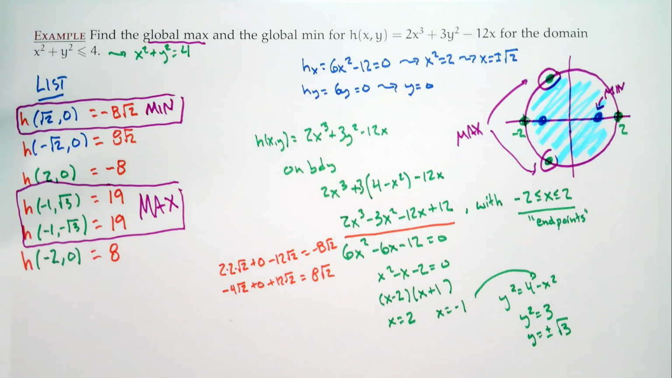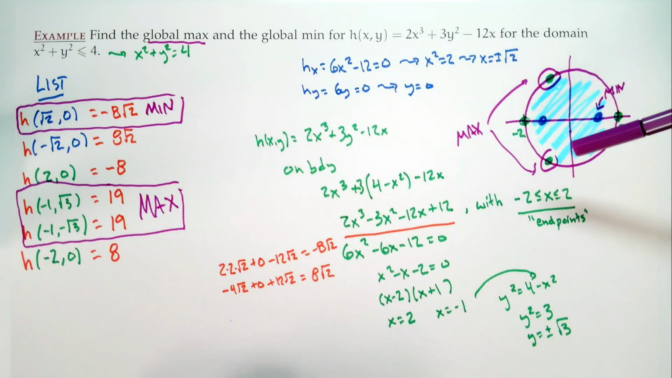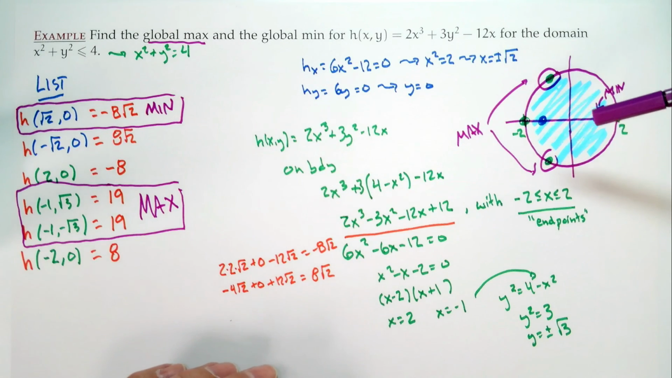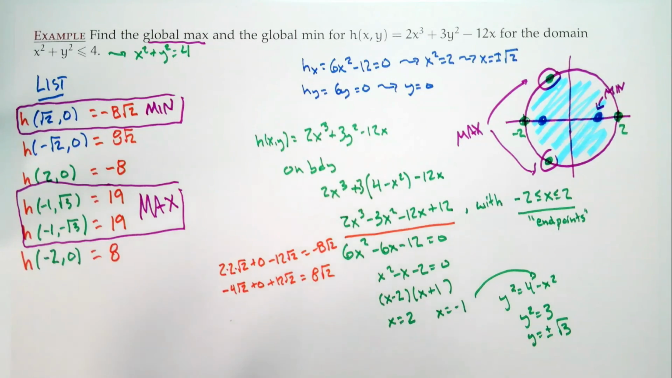Now here we were able to take advantage of the fact that our boundary was a nice curve, a circle, and we were able to simplify our function to 1 variable. Well, what if we had a boundary where we couldn't do that? Could we still answer the question? Well, that's a good thing to ask, and we'll do that next time. All right, see you then.